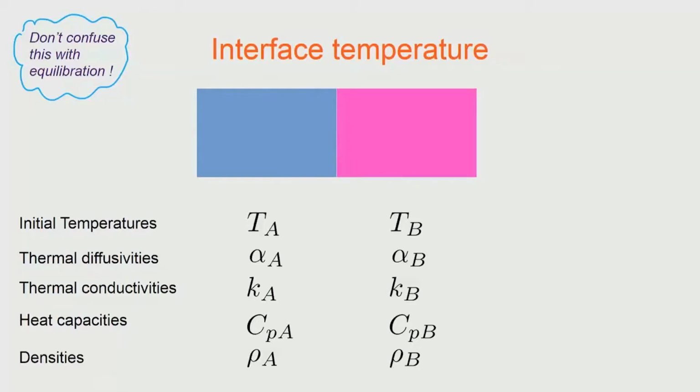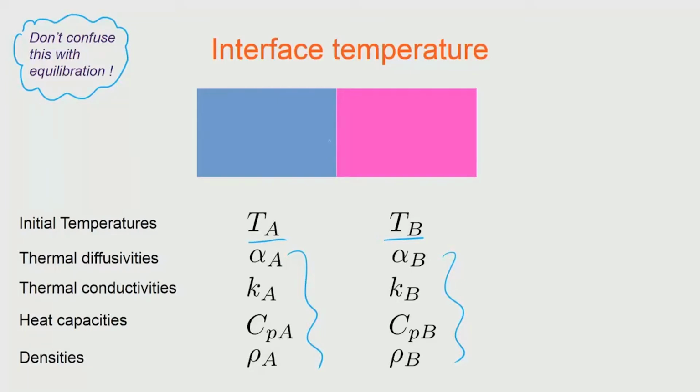So, we should not confuse this problem with equilibration. When we have two bodies at temperatures A and B, with different properties, then under equilibrium they both will attain a temperature T bar after a long time. But we are not interested in the long time; we are interested, instantaneously, as soon as you bring them into contact, in what the interface temperature would be.